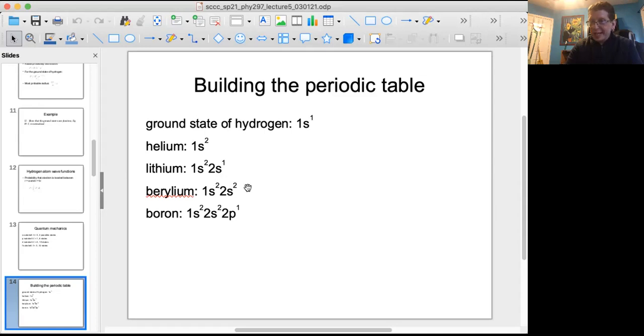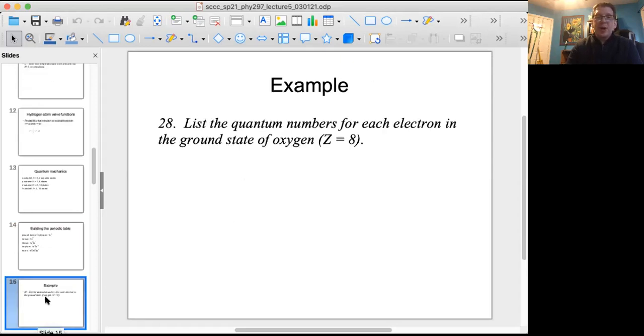So now you fill the s state for n equals 2, but when n equals 2, you can also have a p subshell. So you get to boron, the 5th atom, you now have the 2p1, and you can keep going from there. And we will in a couple of minutes. But list the quantum numbers for each electron in the ground state of oxygen.